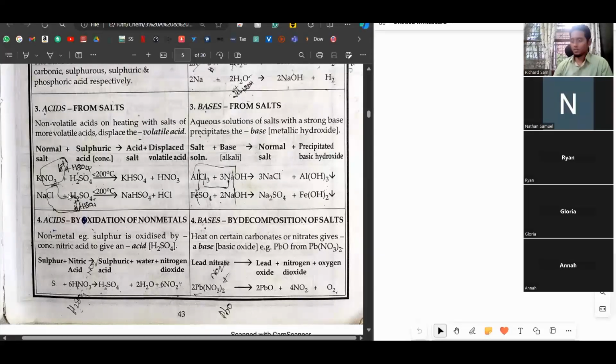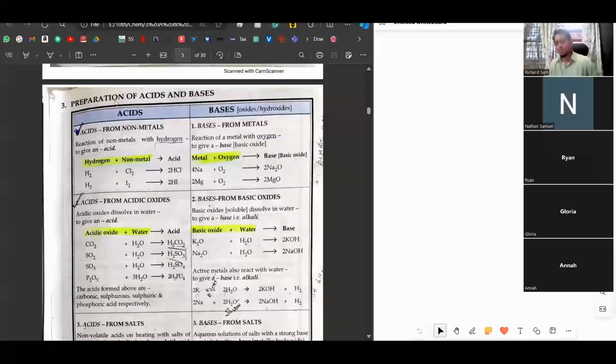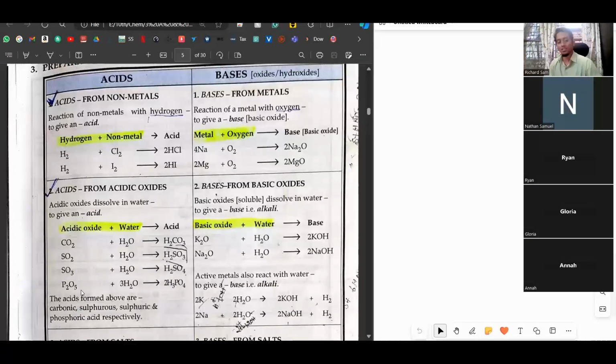Okay, to continue with this chapter, we stopped last at preparation of acids and bases using different methods. First we saw acid can be prepared by direct combination, hydrogen plus a non-metal. Same way, bases also can be produced using direct combination, that is metals plus oxygen. Then we saw acidic oxides and basic oxides. Remember all this? What are the acidic oxides? Carbon dioxide, sulfur dioxide, sulfur trioxide, phosphorus pentoxide. Why are they called acidic oxides? Because they join with water to form an acid.